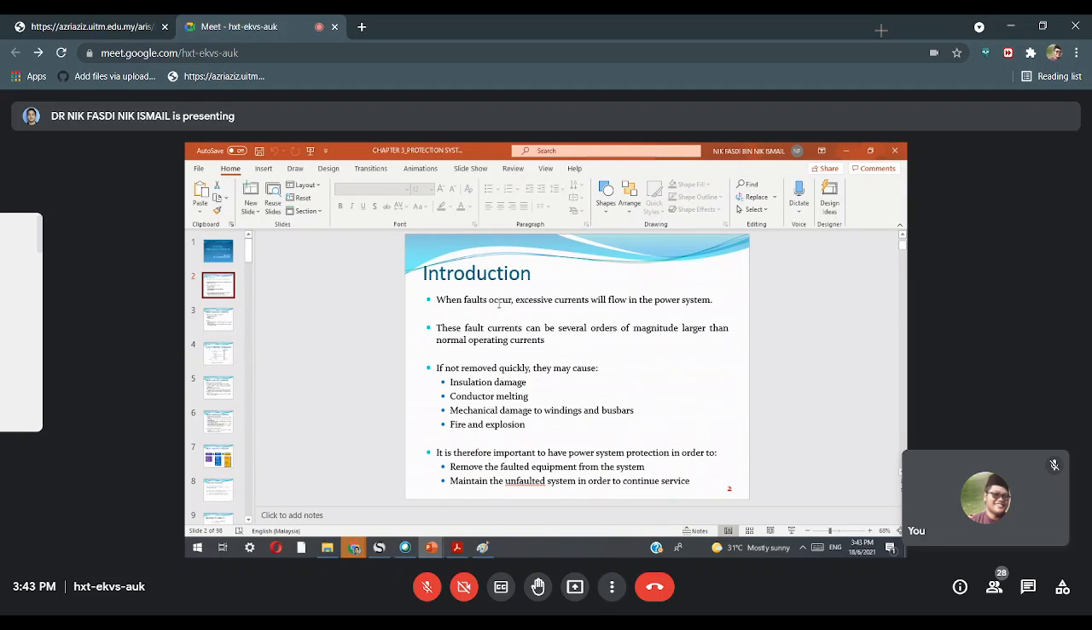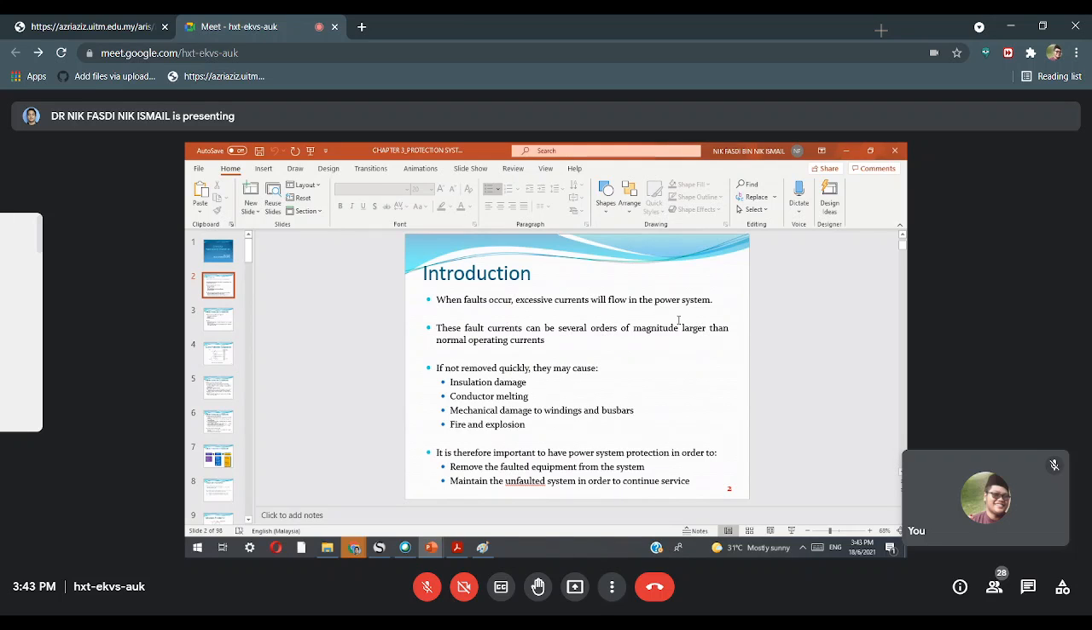Kalau you cakap pasal balance fault, symmetrical, asymmetrical fault occurs, excessive current will flow in the power system. Why excessive current? Because dia dah short circuit. Bila current dia bypass the load, V equals I R, I equals V over R. R tu load, kalau masa fault atau short circuit, can be zero. So current sangat tinggi. That's why dikata excessive current will flow in the power system.